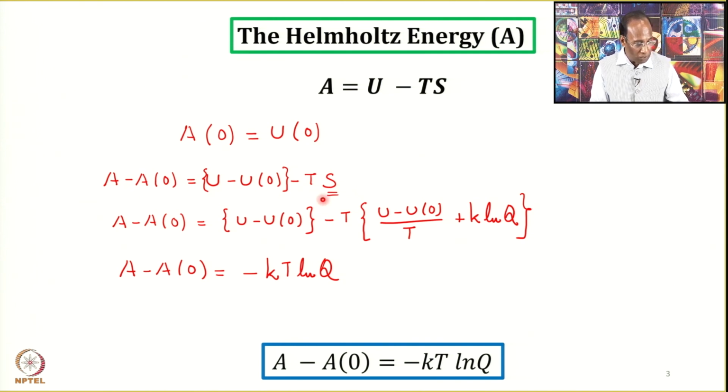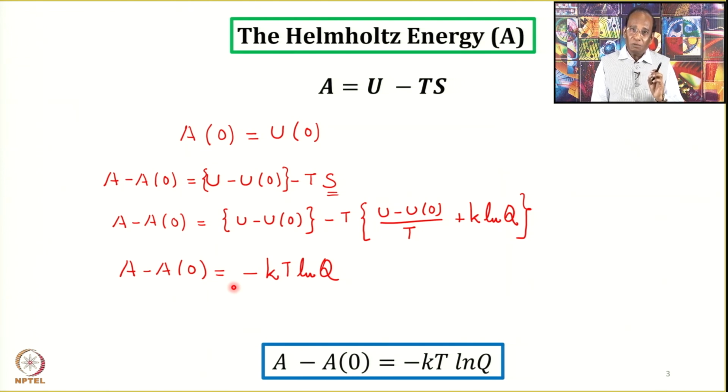We simply substituted the expression for entropy, and we came up with an expression for A minus A0 is equal to minus kT log Q. So, this expression suggests that if we can measure experimentally the canonical partition function, which we can express in terms of molecular partition function, that means by spectroscopic means we can now get the value for Helmholtz energy by using this expression. Remember that Helmholtz energy is a very important thermodynamic quantity.